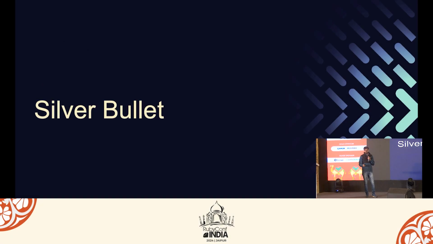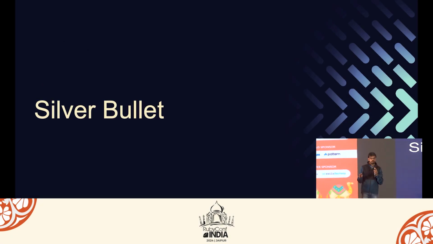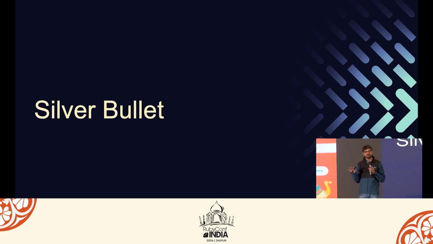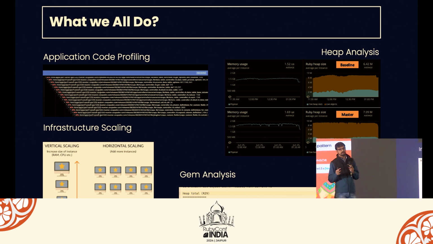Today, I'm going to discuss the silver bullet. A question might arise: what might this silver bullet be? From the morning, everyone has been talking about how to reduce or optimize memory. For reducing and optimizing, what we all do is first do code profiling, find any opportunities, and optimize. We do infrastructure scaling, heap analysis and gem analysis. With all this stuff, we achieve the memory reduction and optimization.